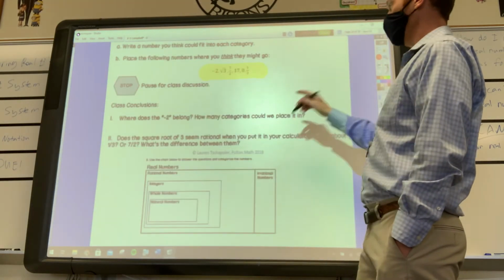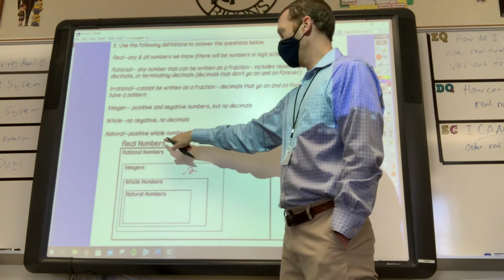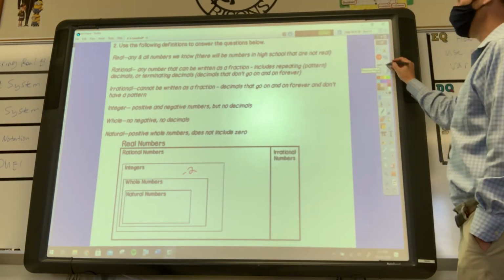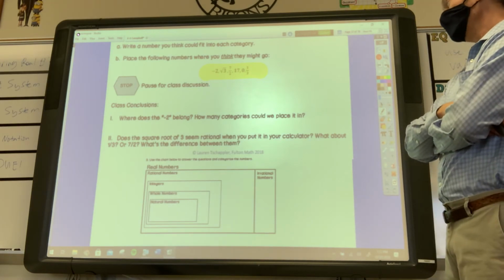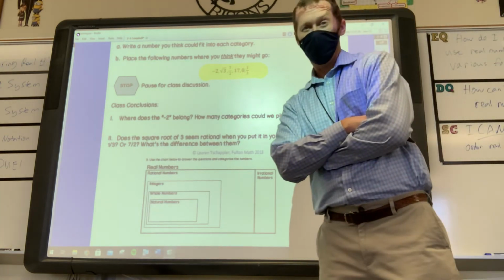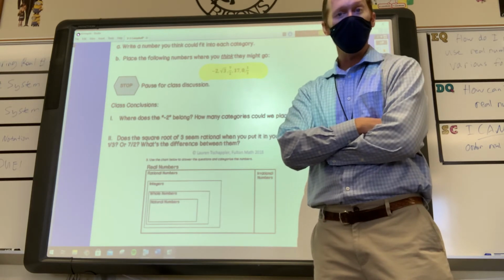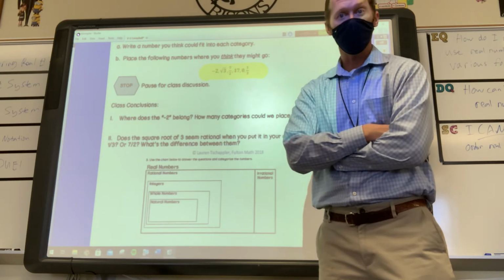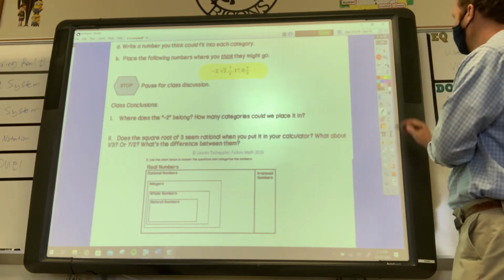So the next question says, how many categories could we place it in? I could place it in integer, rational, and real, because whatever is true in here is also true outside of it. On we go. Does the square root of 3 seem rational when you put it in your calculator? What about 1/3 or 7/2? What's the difference between them? And I'm not going to answer that for you. What I'm going to tell you is punch those into your calculator and look for patterns. If you see repeating decimal patterns, then it's rational. It makes sense. It is something you can predict what's going to happen later down the line. If you don't see any pattern, then it is irrational.